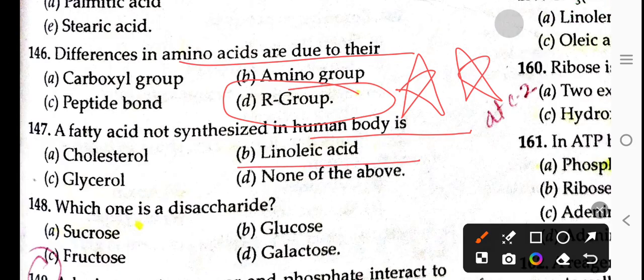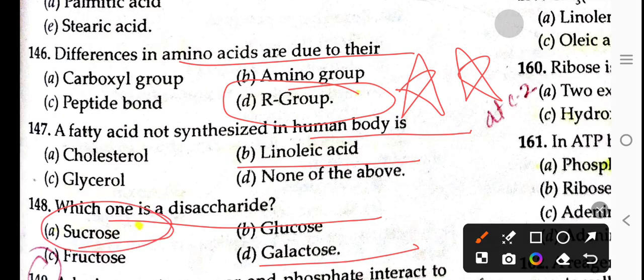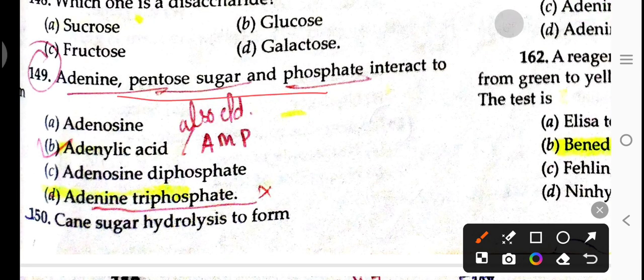Next, which one is a disaccharide? So sucrose is a disaccharide, and lactose is another disaccharide. Adenine, pentose sugar and a phosphate interact to form, so it is option number B, adenylic acid, that is AMP. So it is also a little bit tricky question. Adenylic acid is also known as AMP, which is adenine monophosphate. So it involves one phosphate, sugar and adenine.